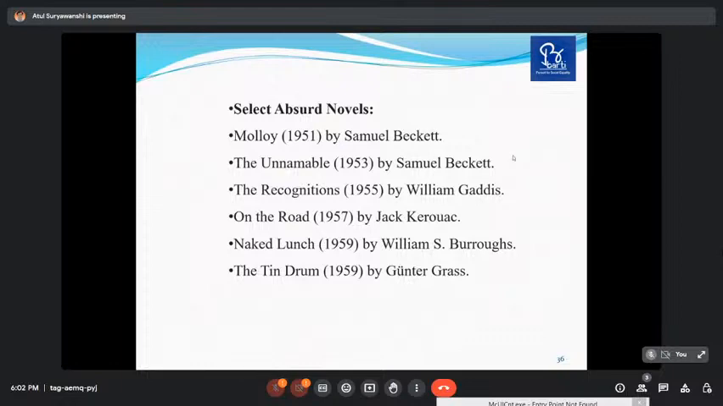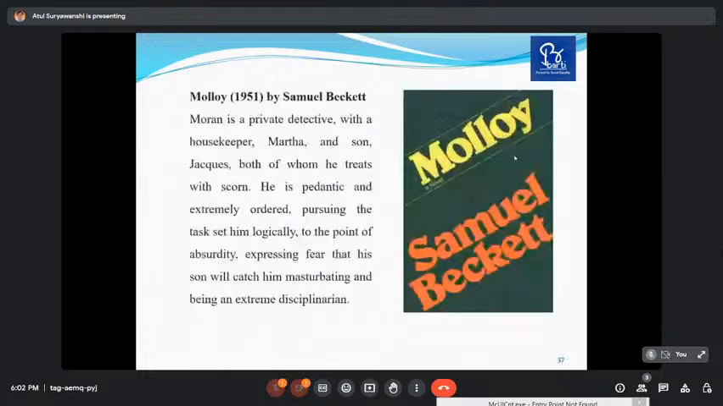See this, what is absurdism? What are the absurd novels? What are the themes? What are the characters? What is the motive behind? We have to trace it. The first novel pinpointed here is Molloy, which was published in 1951 by Samuel Beckett.